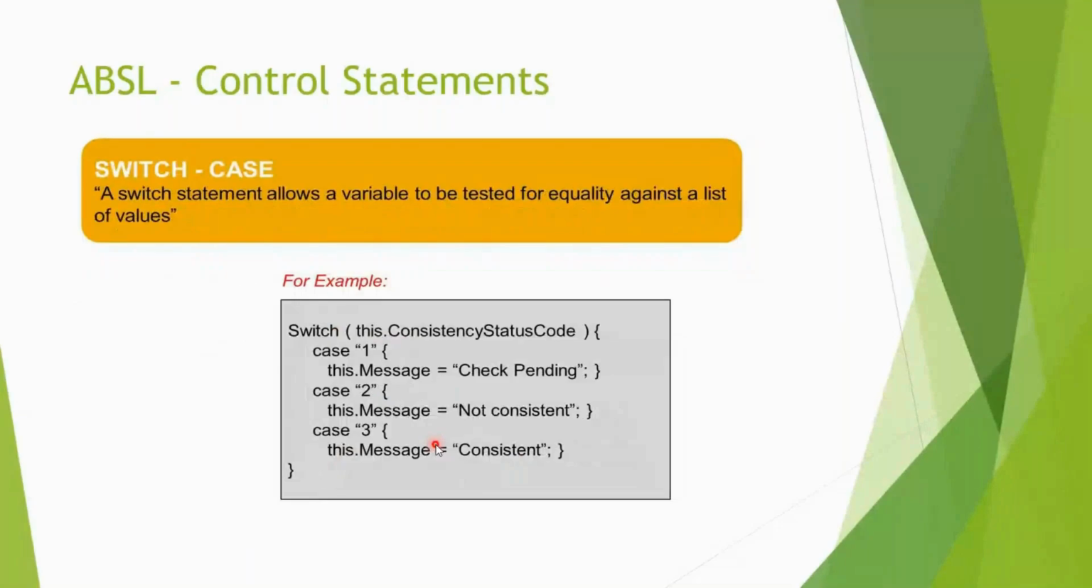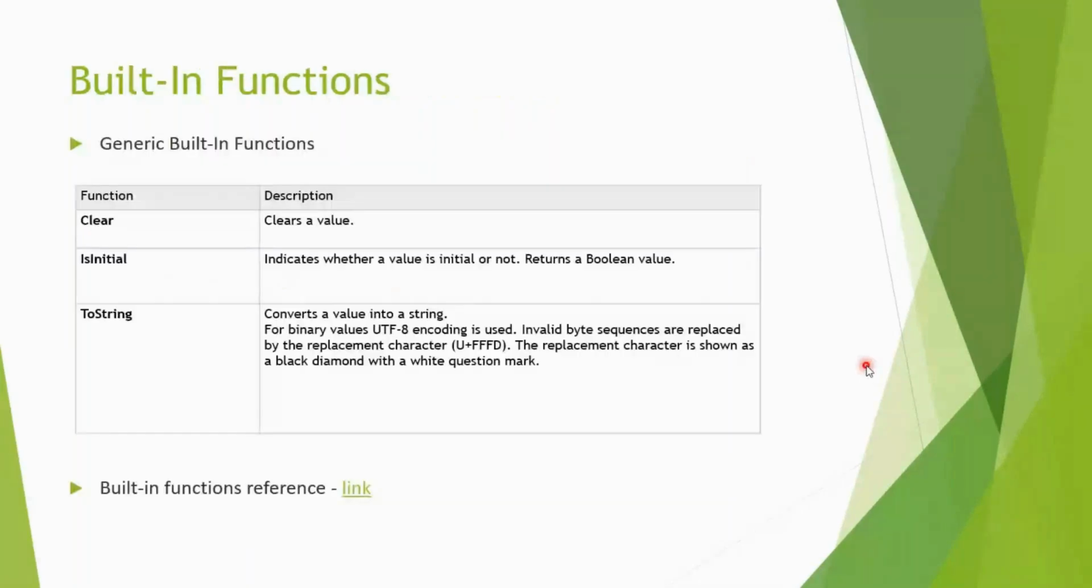Yeah, again, if this condition is returning as one, case one means this block will trigger. If the code is two, then this message. If we have multiple cases, we can write a switch case in the backend. Okay, so maybe we'll go through these functions once.